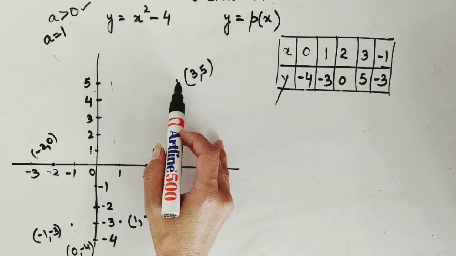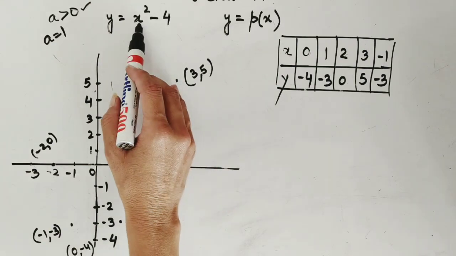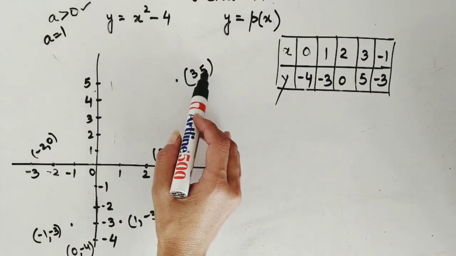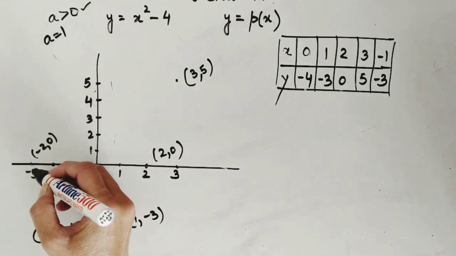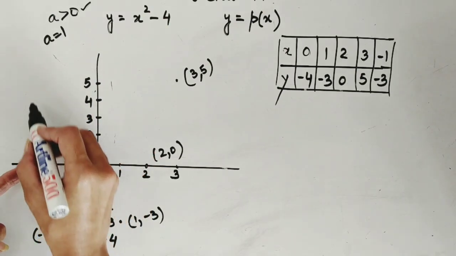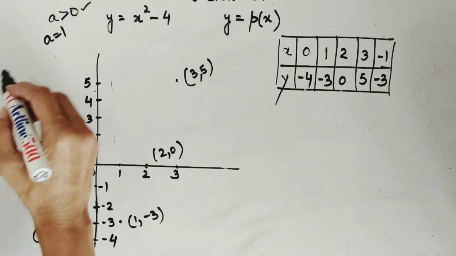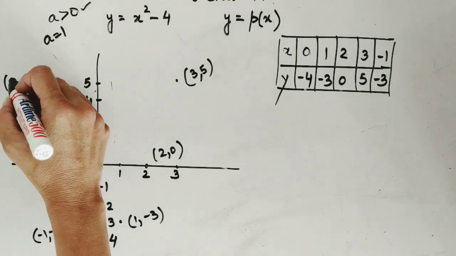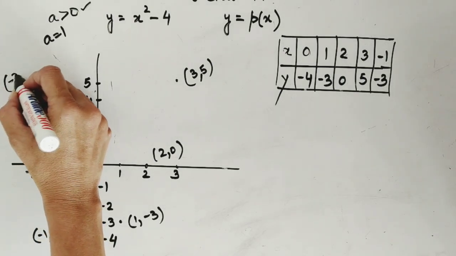And then try with this also. If x is minus 3, y would still remain 5. So this is another point. If x is minus 3, y would remain 5. So completely symmetric graph we have obtained.